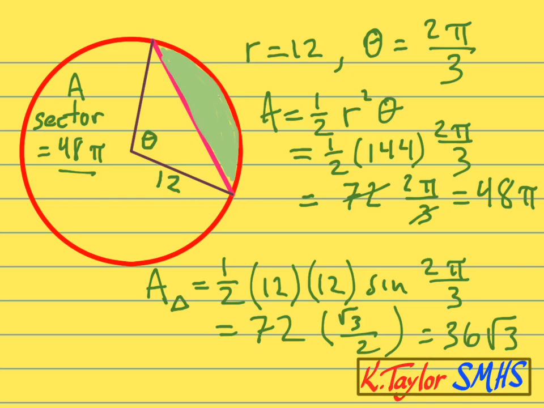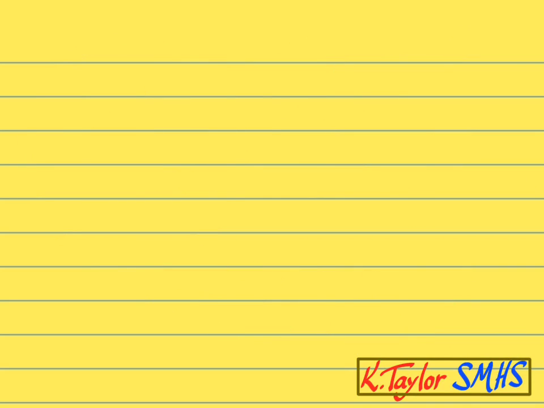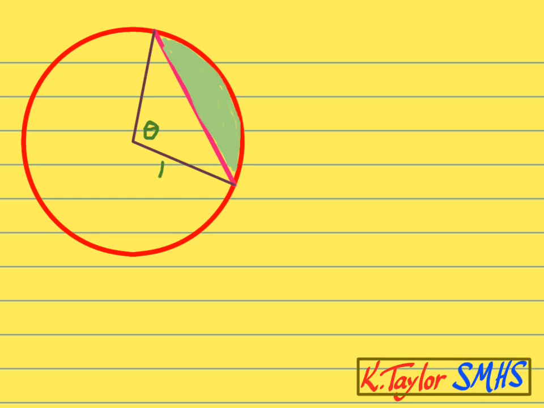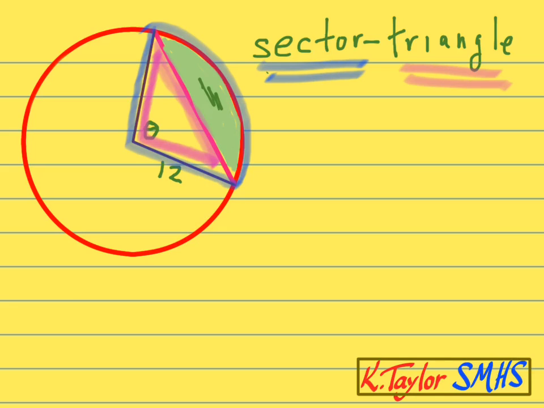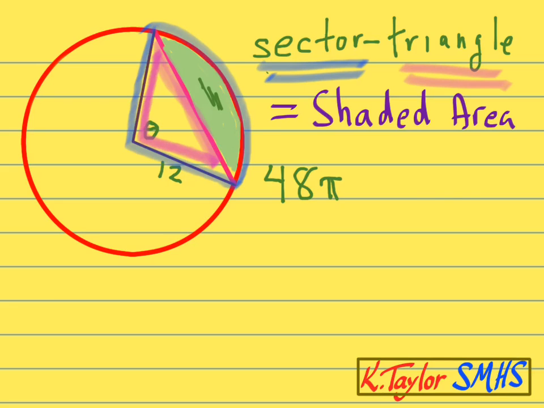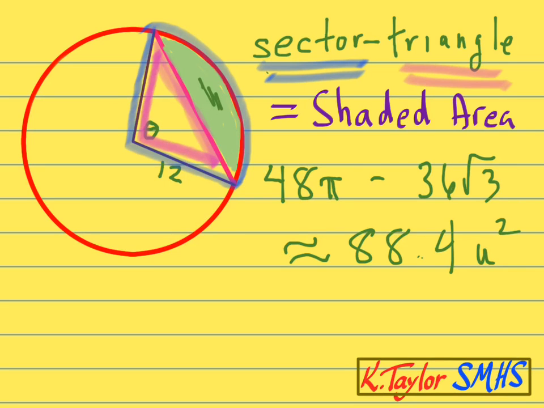Okay, so I've figured out the area of the sector, and I got the area of the triangle in between. Let's take just a little moment to strategize and make sure that we're doing the right thing. I can tell quite simply that the area of that shaded region, that segment of the circle, is going to be the sector minus the triangle. There's my sector, and there's my triangle, and all I've got to do is subtract. That's going to give me the shaded area. 48 pi minus 36 root 3 gives me 88.4, more or less, square units for that shaded segment of that circle. Okay, well that's it.